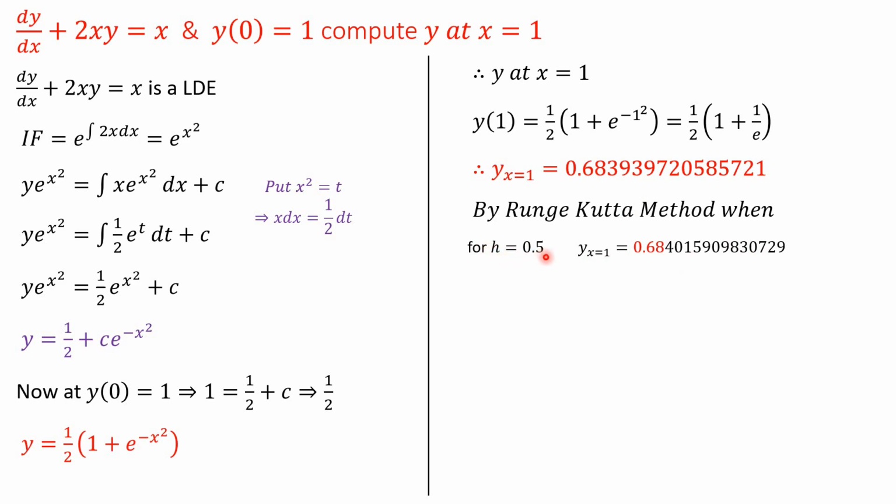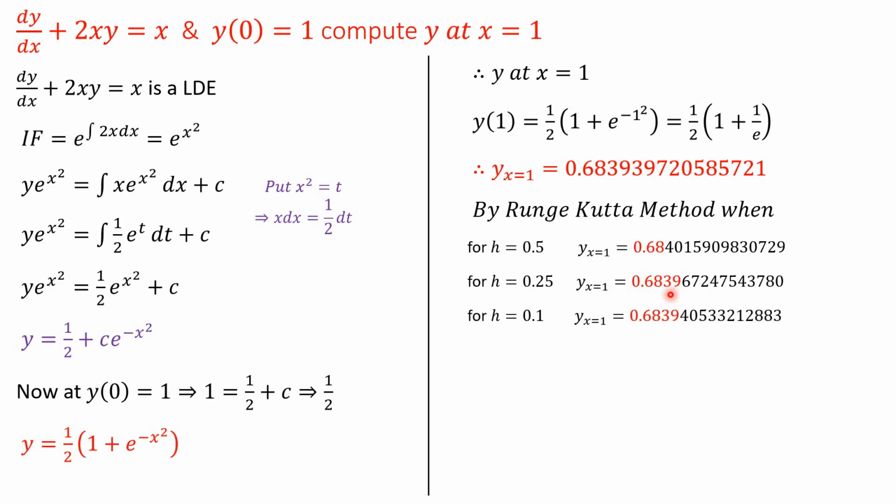Now see, when you take h is equal to 0.25, you will get y as 0.6839 and these numbers. So the answer will be correct up to 4 decimal places. If you further reduce the value of h, for h is equal to 0.1, we again get an answer correct up to 4 decimal places, but it is more accurate than this one, because here the 5th decimal place is 3 and here it is 6 and 4. So we are getting a more accurate answer as we reduce the value of h.